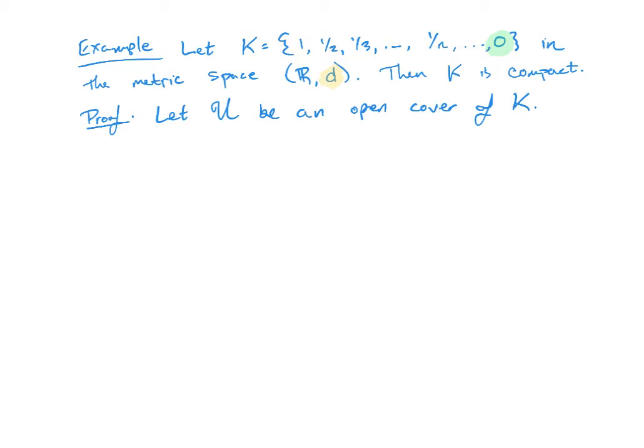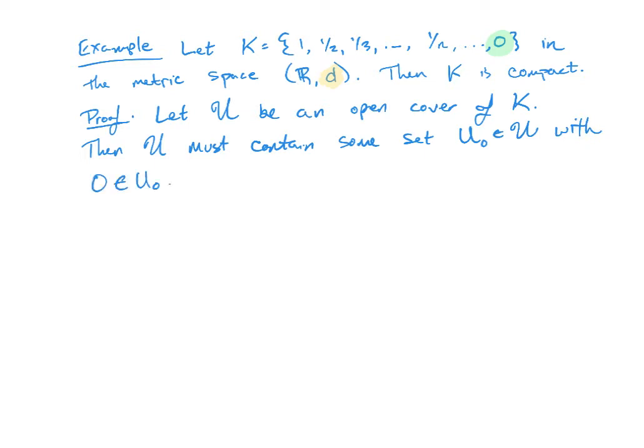Then script U must contain some set U naught which itself contains 0. Now, U naught is open, so it also contains a neighborhood of 0.